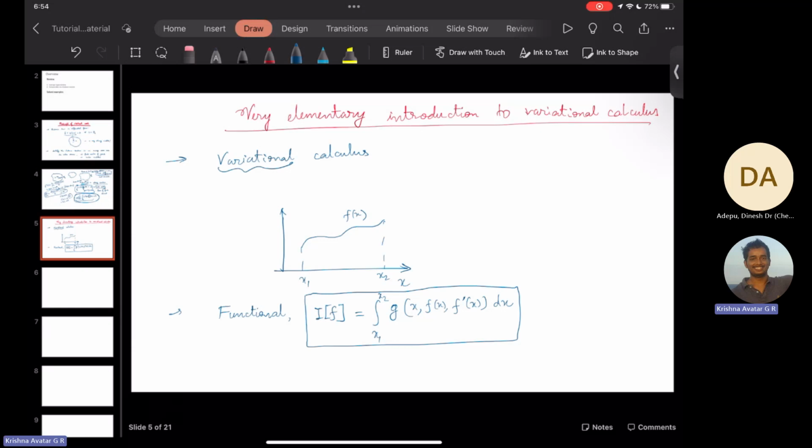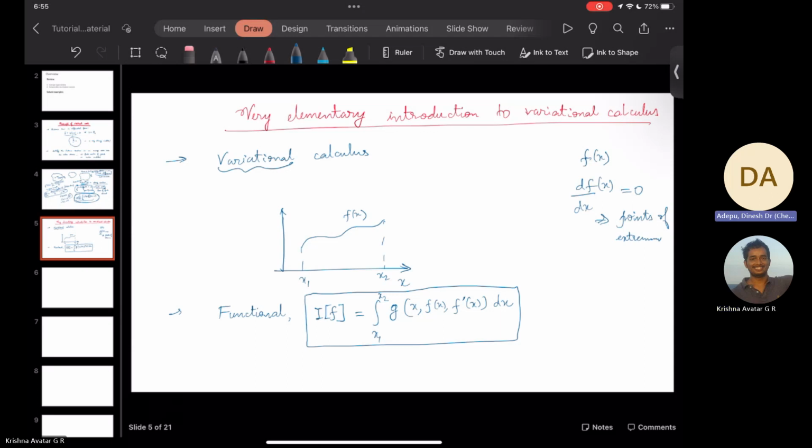Let's assume that this I of f is some quantity which has some minimum or maximum, that is, it has some extrema. The goal is to determine the function. For the function f of x, we can easily find the points of extremum where the derivative of f is 0. This gives us the points of extremum, from basic optimization.